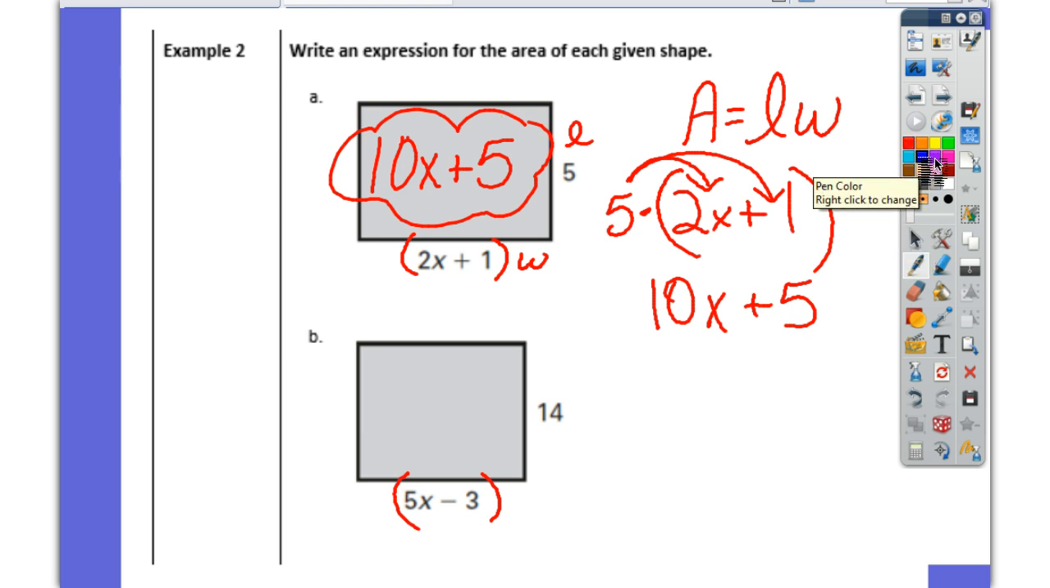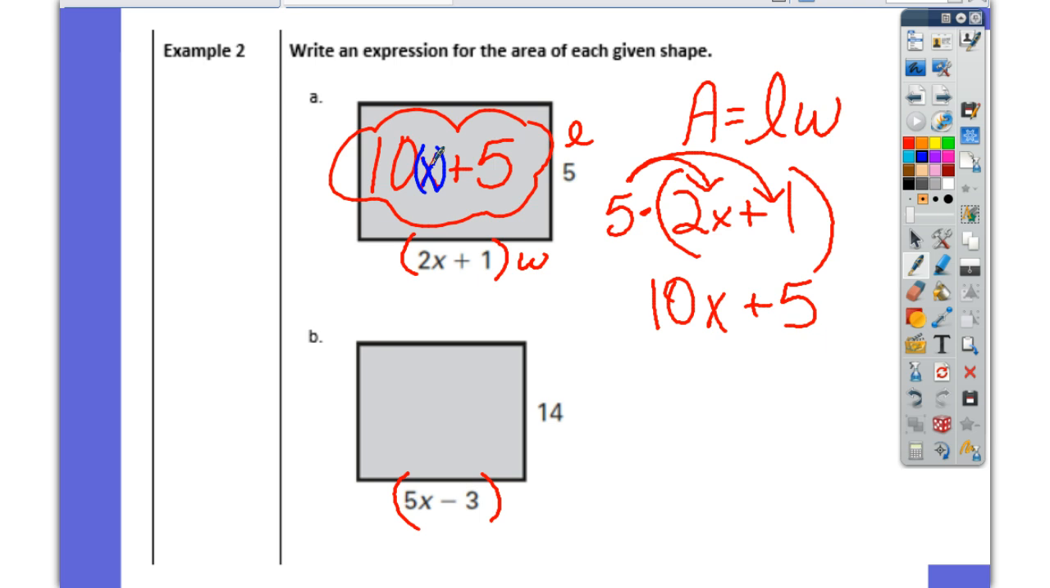Blurt it if you know it. If x equals 5, what would the area of this rectangle be? If my x is 5. Yes, because that would be 10 times 5, which is 50 plus the 5, then it would be 55 units squared. All right?